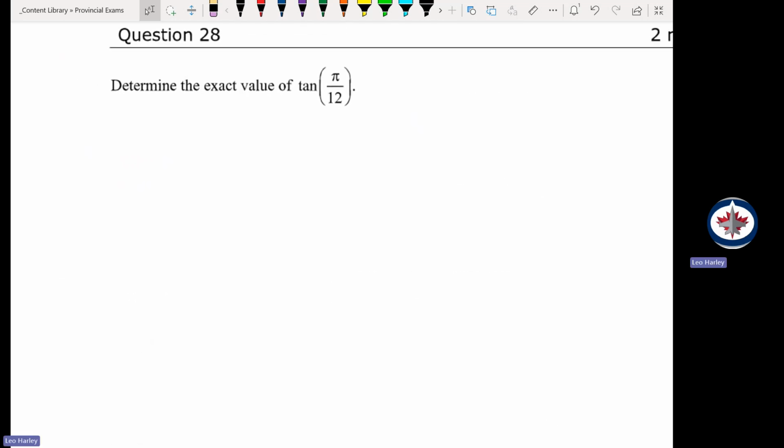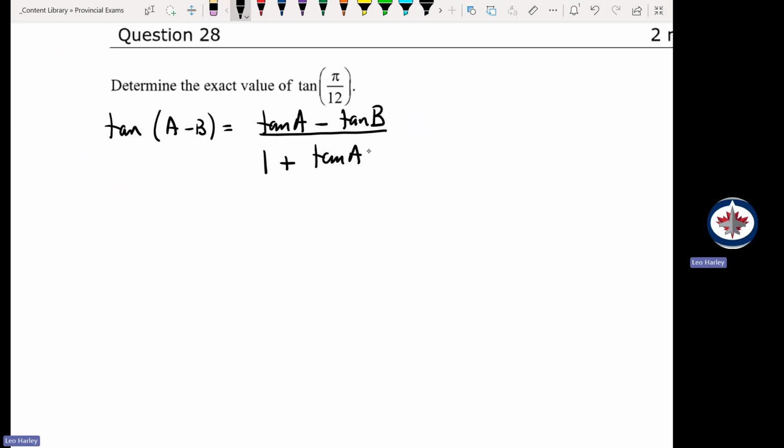Okay. Tan pi by 12. You guys need to remember the formula, it's given to you. I think it's the tan of a minus b. That is the tan of a minus the tan of b all over 1 plus tan of a tan of b. You are given this. Then you need to recognize that pi by 12 is the equivalent of pi by 3 minus pi by 4. If it helps, remember pi by 12 is 15 degrees, isn't it?